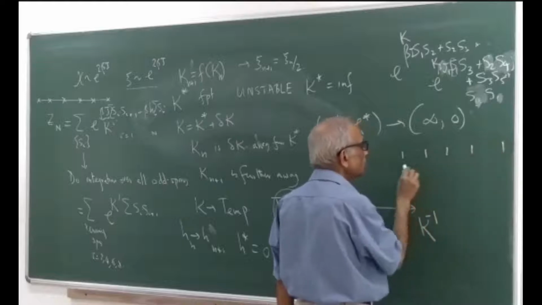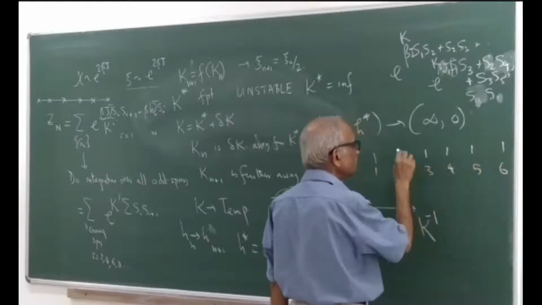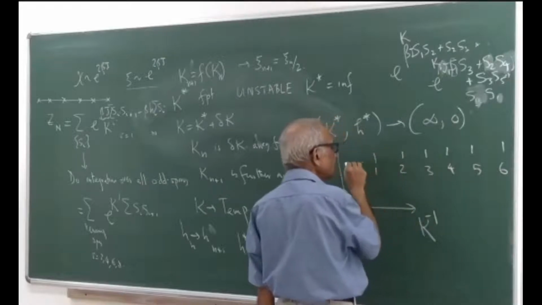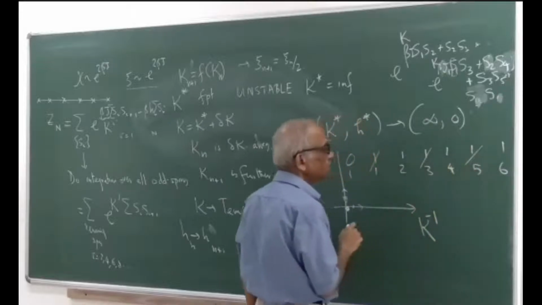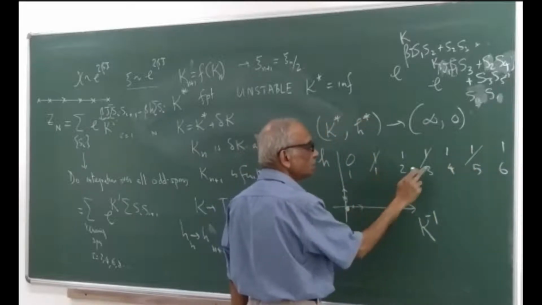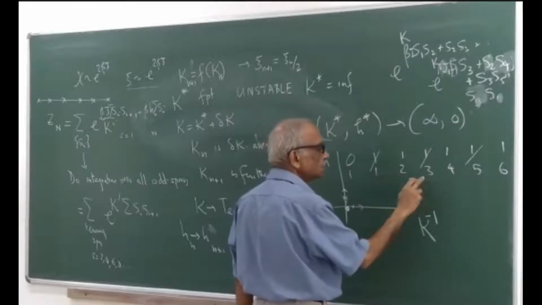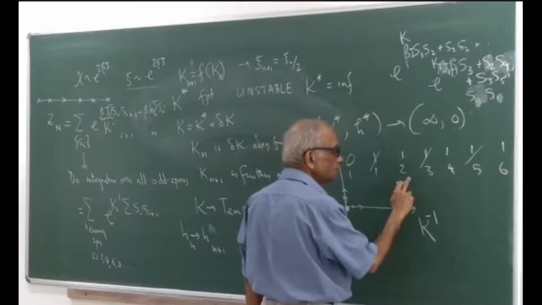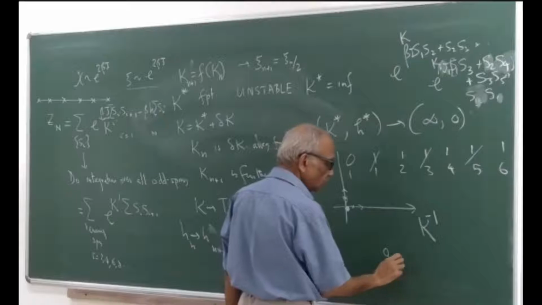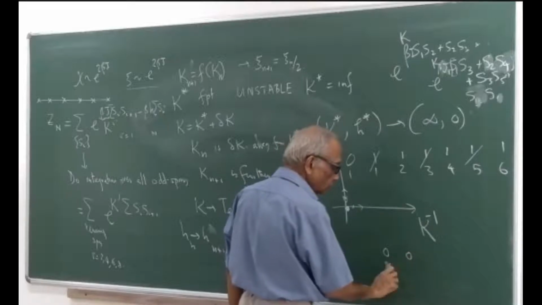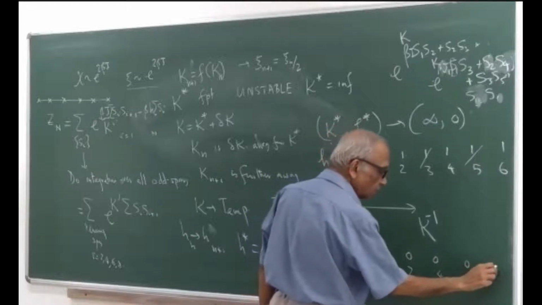So 1, 2, 3, 4, 5, 6. Let's put a 0 here. I have got rid of 3. I have a coupling which is nearest neighbor, and then there is a next nearest neighbor coupling like 1, 3. At this stage, I'm still going to end up with 0. So 0, 2, 4, 6, 8.